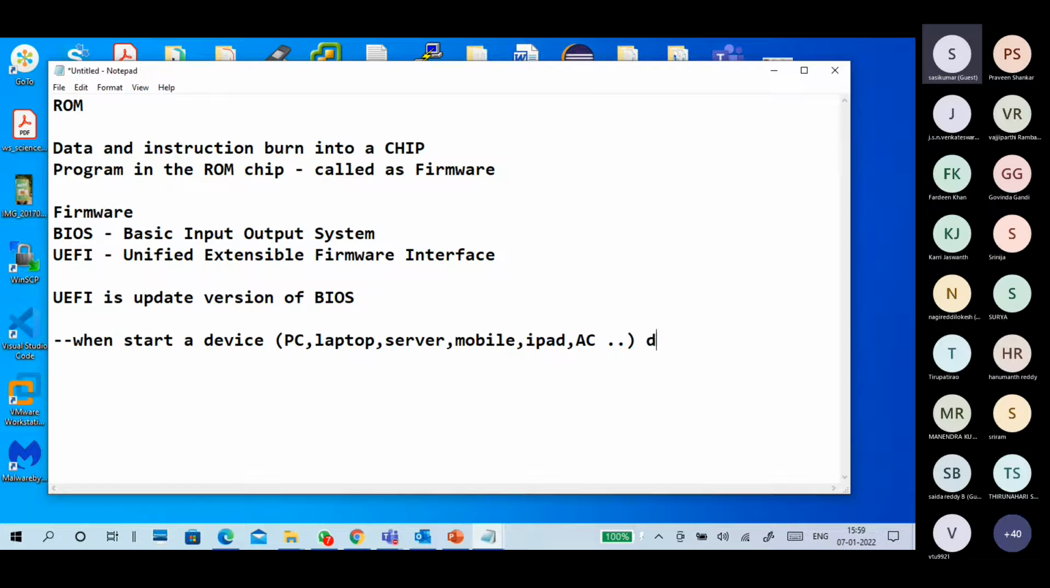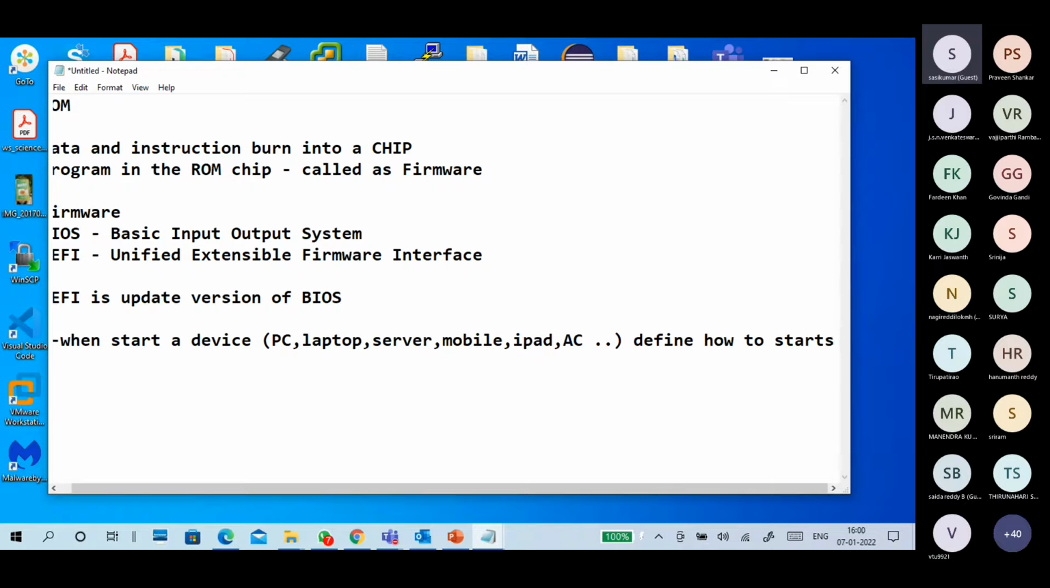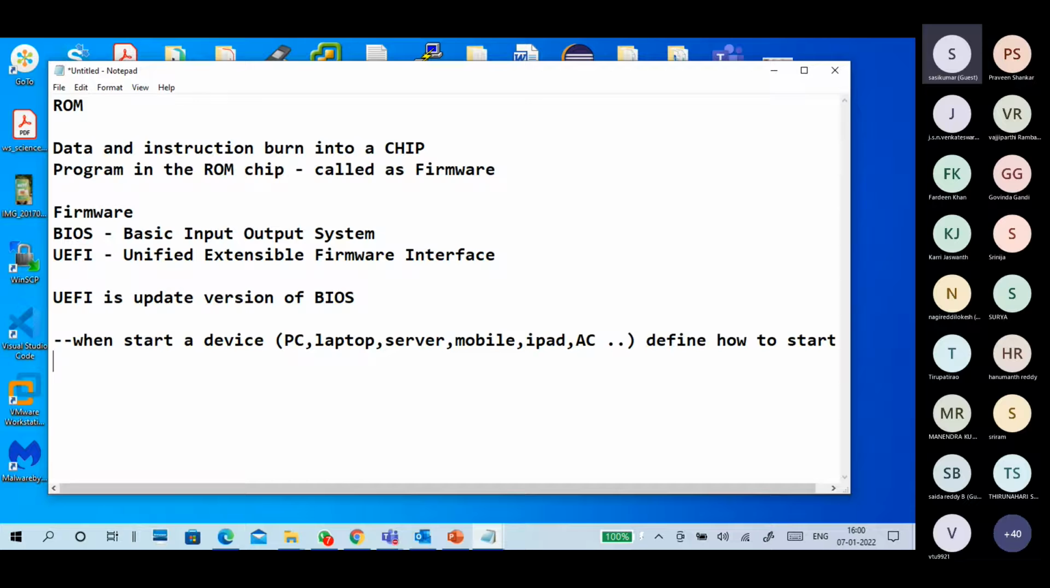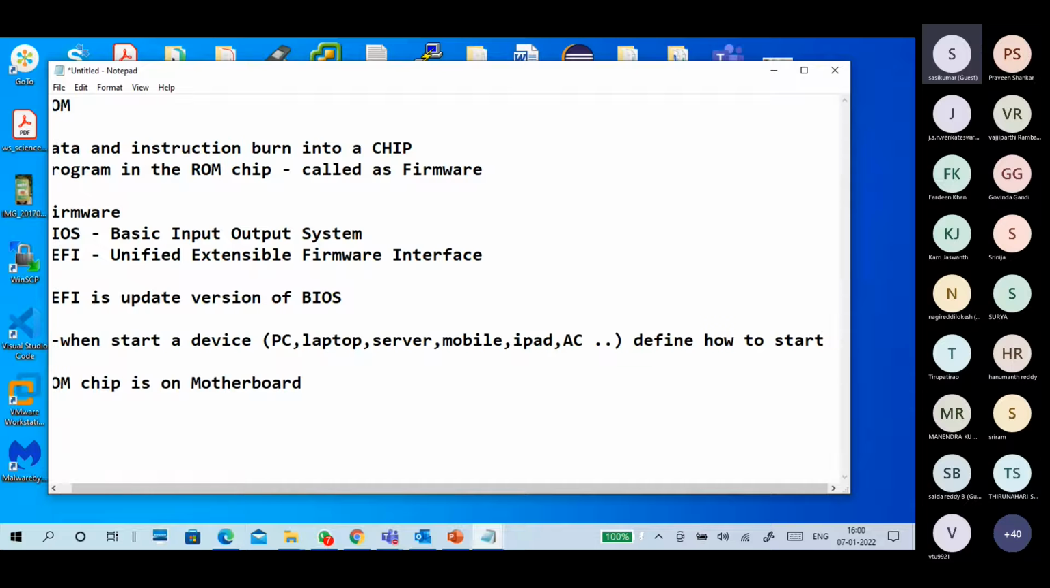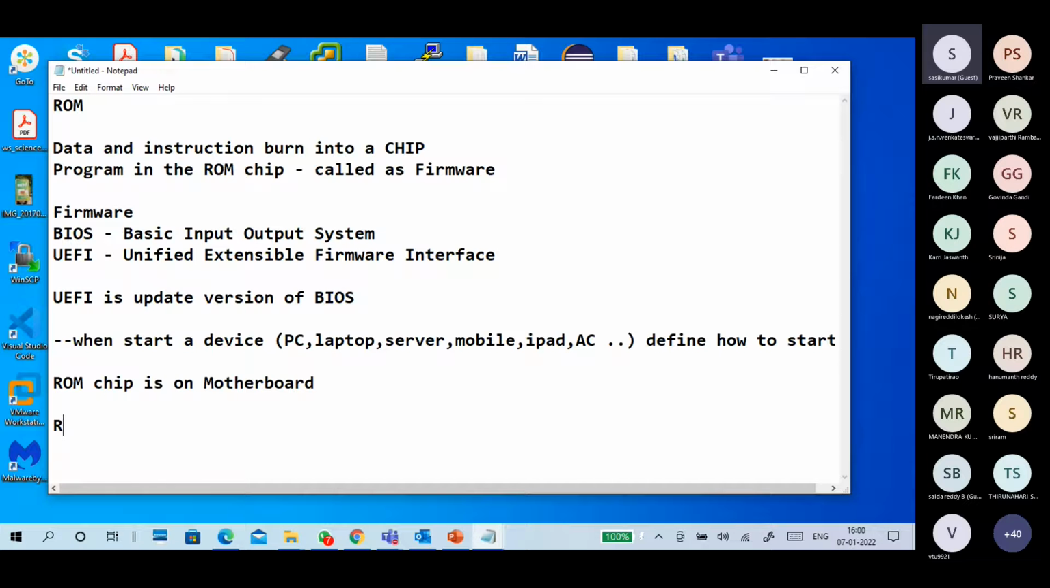It defines how to start. Which one defines that? Your firmware will define it. Where is it located? In your ROM chip only. Where is the ROM chip located? On your motherboard only. Though there are different developments for this ROM chip. ROM means read-only memory. Of course, we know that.